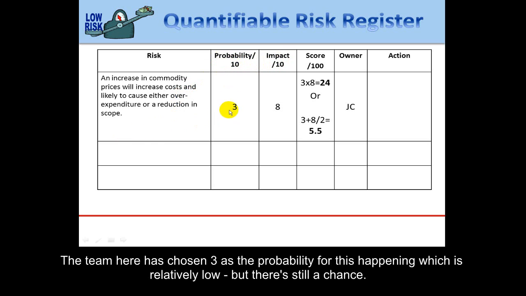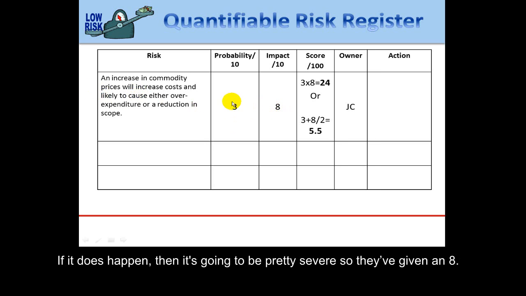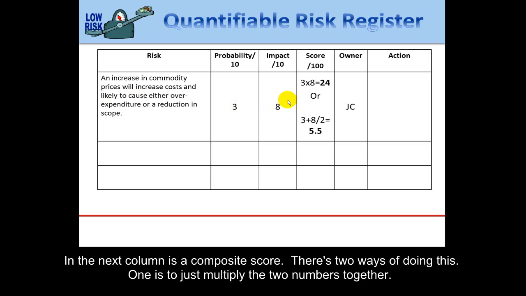So you'll see the team here has chosen 3 as the probability for this happening, which is relatively low, but there's still a chance. And then they've said that if it does happen, then it's going to be pretty severe, so they've given it an 8. Now they've also done in the next column a composite score.